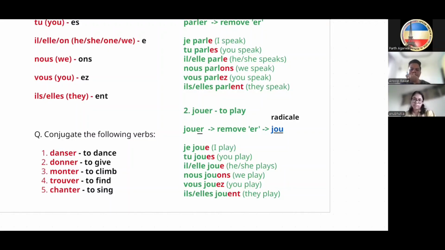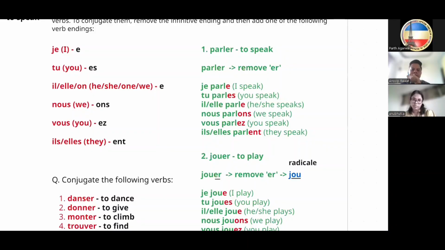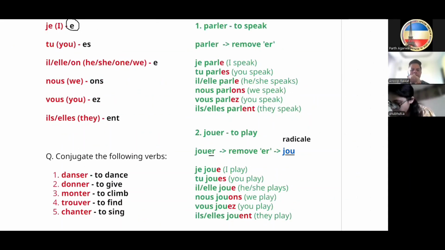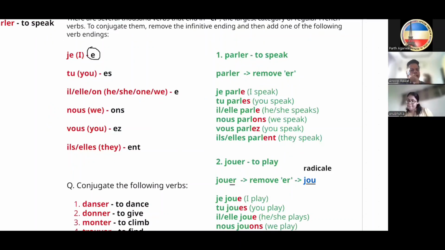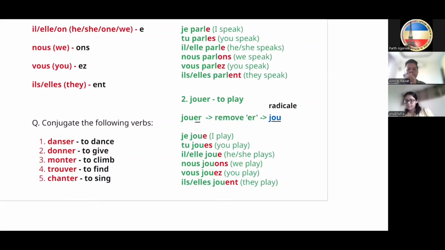Now, Anup, we have already seen the endings here. Je with which ending? What do we have? So with je, what is the ending? E, right? So after jou we added e. And with tu, what is the ending, Anup? With tu the ending is es. Yes, exactly. Now in the verb conjugation you will find tu with joues. Okay. Right, I have kept the endings.